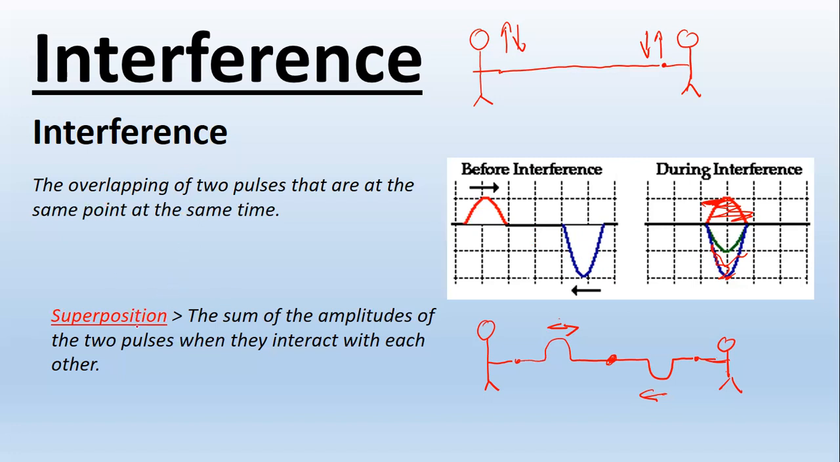Now, what is superposition? When you talk about superposition, we are actually talking about the sum of the amplitudes of the two pulses when they interact with each other. Look, this pulse is moving to the right. This pulse is moving to the left. I said to you, when they meet each other at this point during the interference, what's going to happen with the amplitude of this pulse and the amplitude of this pulse? They're going to add to one another. That phenomenon whereby the amplitudes of the pulses add as they meet at this point, we call superposition, which is the sum, the addition, of the amplitudes of two pulses when they interact with each other. Okay, that's what you call superposition.